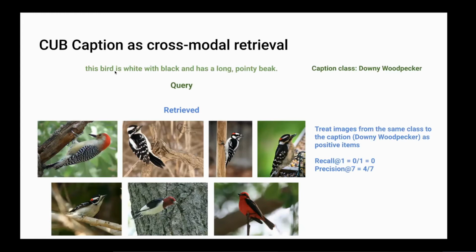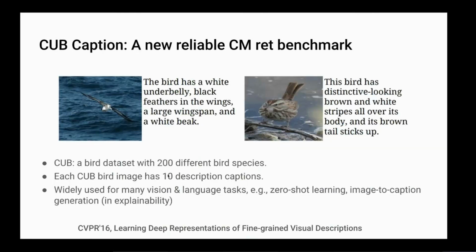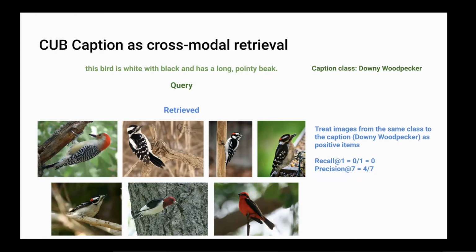For instance, this is a query. This is the class caption, with the class name Downy woodpecker. And these are the retrieved items, and these black woodpeckers are all from the Downy woodpecker class. So we treat these Downy woodpecker images as the positives of this query. It is possible because these captions are descriptions of the given bird image, I mean, in terms of the shape of the bird or the color of the bird. They were actually used for zero-shot classification, but we changed the benchmark for cross-modal retrieval.